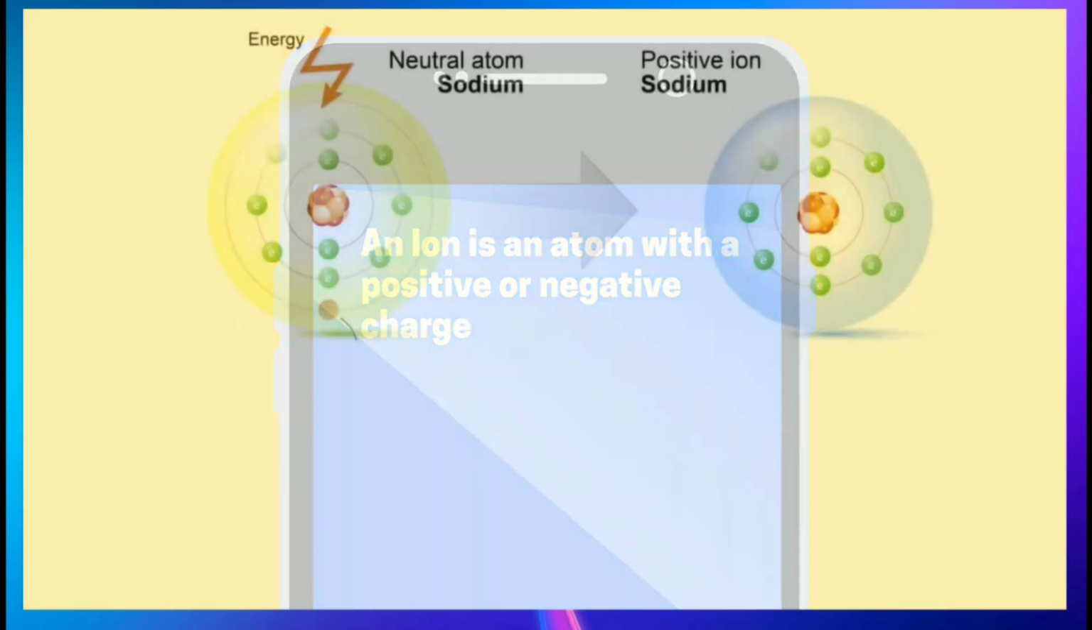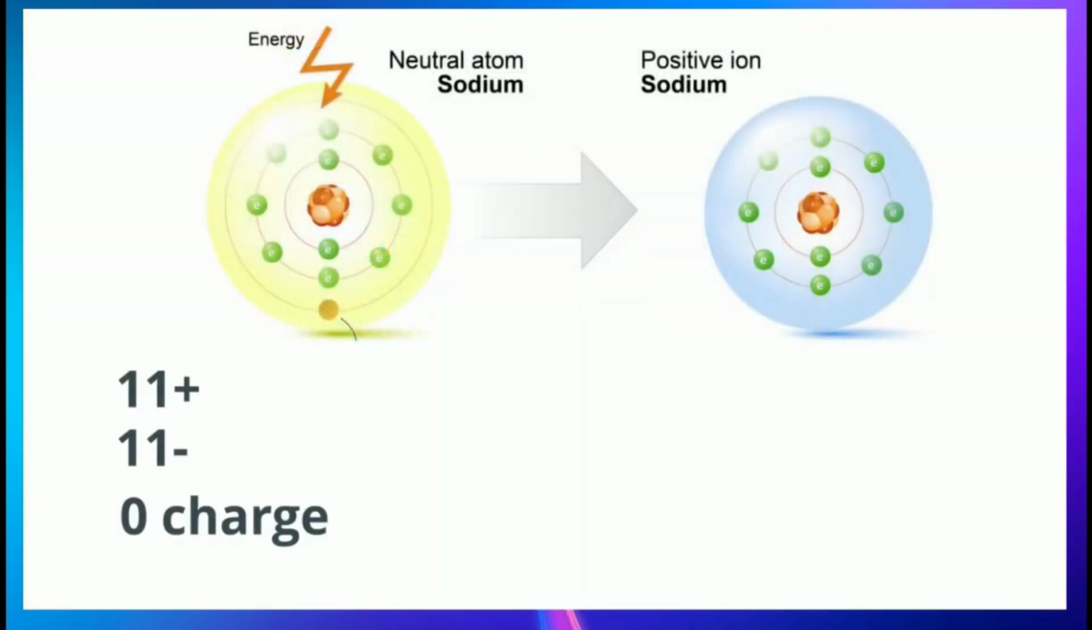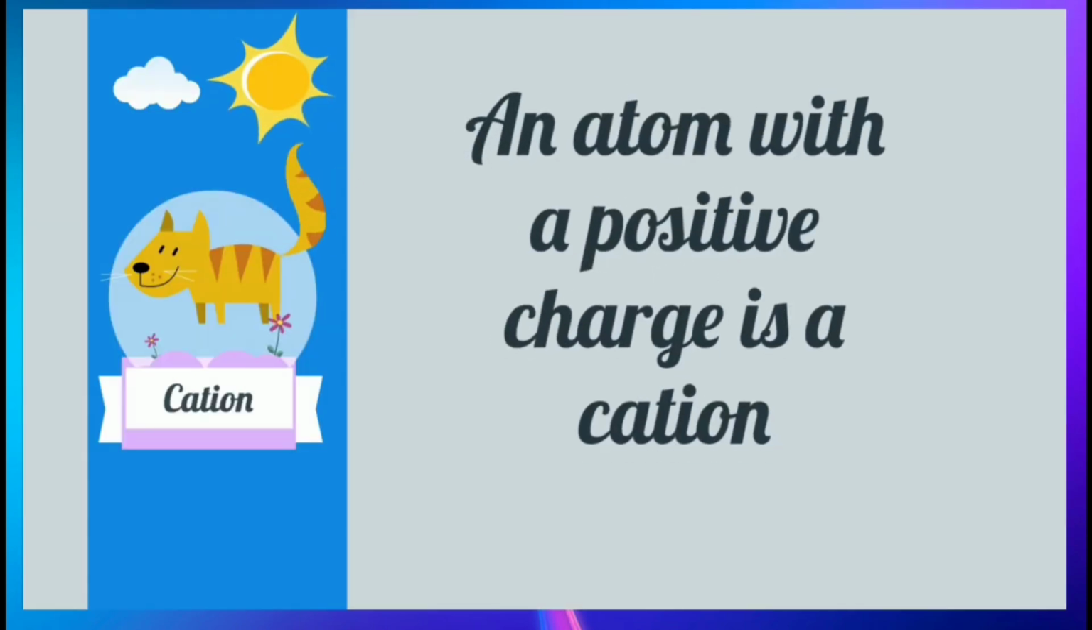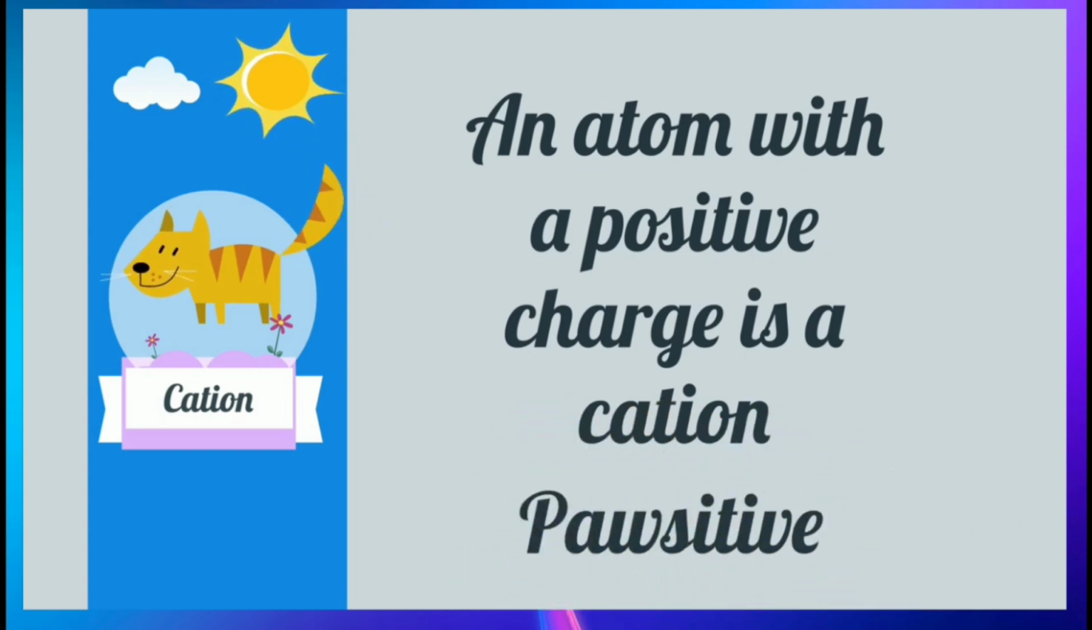For example, a sodium atom has 11 protons in its nucleus and 11 electrons. If one of the electrons is lost, there will now be 11 positive charges but only 10 negative charges, so it will have a +1 charge. The sodium ion can be written as follows. A positive ion is called a cation and is produced, as I said, when one or more electrons are lost from a neutral atom. Helpful hint: think of a cation as a cat that has paws, for positive.